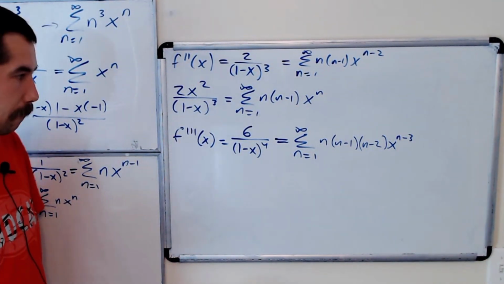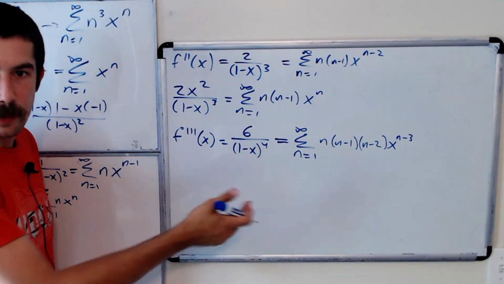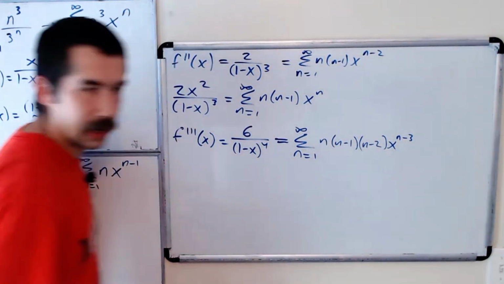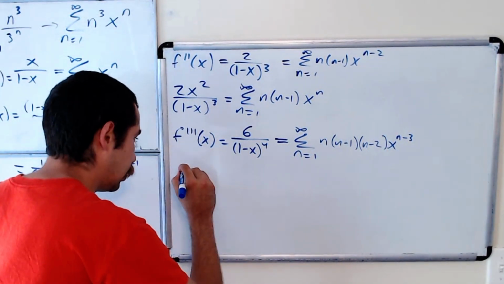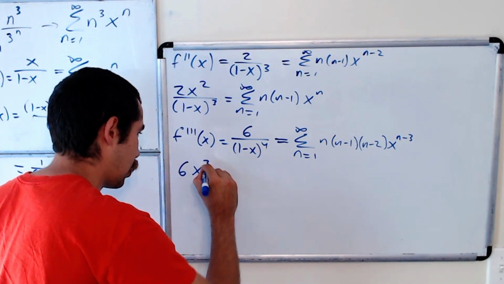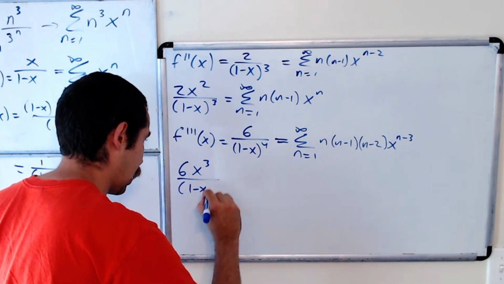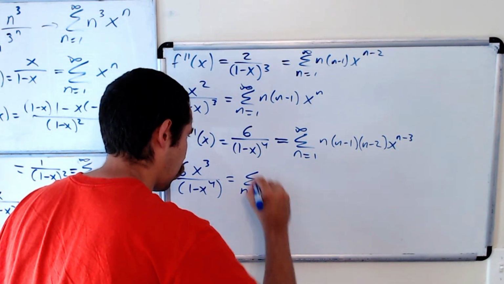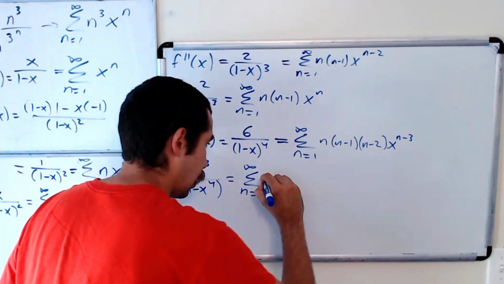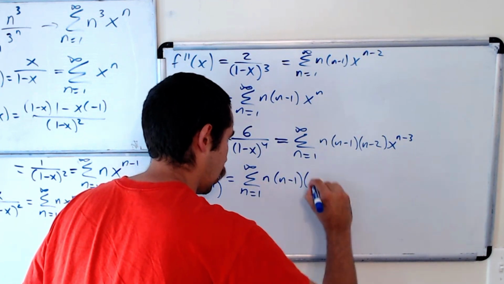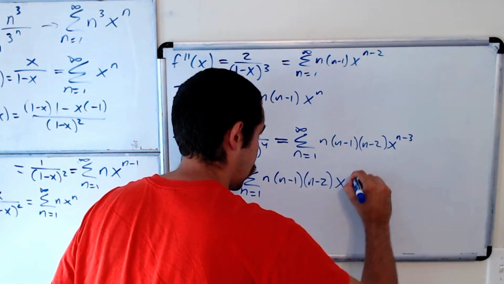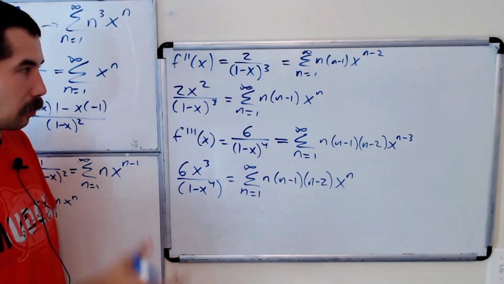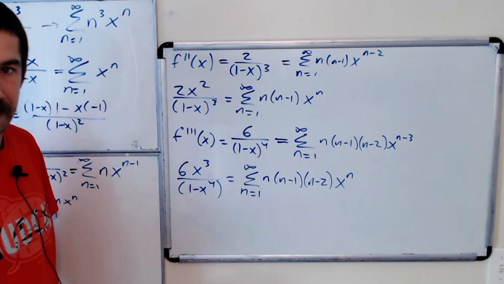Okay, and now let's multiply both sides by x to the third. So we could have just x to the n again in our sum. Okay, so we have that 6x to the third over 1 minus x to the fourth is equal to the sum from n equals 1 to infinity of n minus 1, n minus 2, x to the n. Okay, so I'm going to clean this up a bit, and then we'll solve this problem.